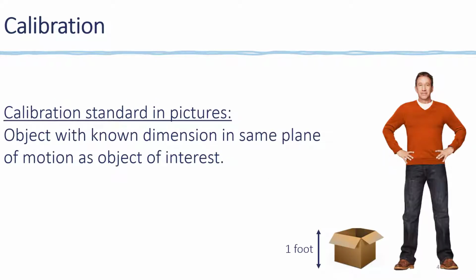We can apply that same calibration technique with pictures. You just need to have an object with known dimensions in the same plane of motion as your object of interest. And that object with known dimensions would act as your calibration standard. So in this case, Tim Allen is standing in the same plane of motion as this cardboard box that has a known dimension of 1 foot. So based on that calibration, we'd be able to figure out Tim Allen's height.